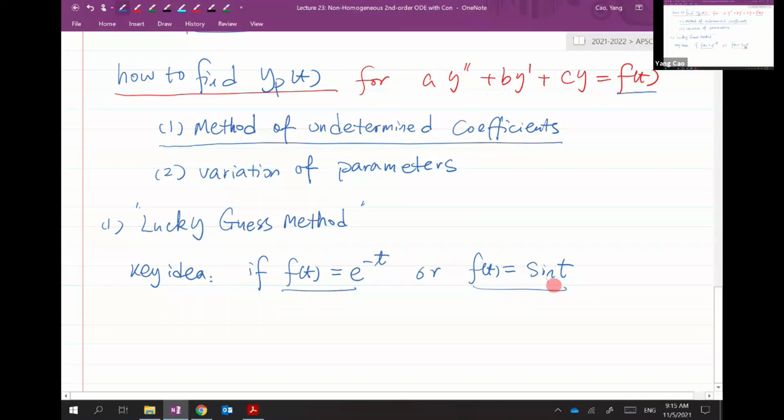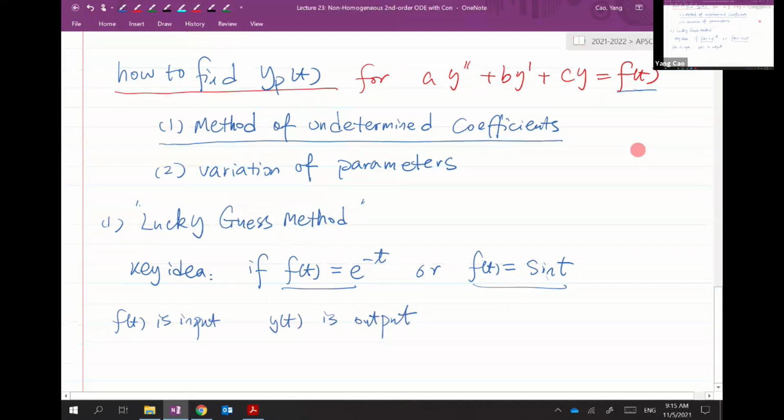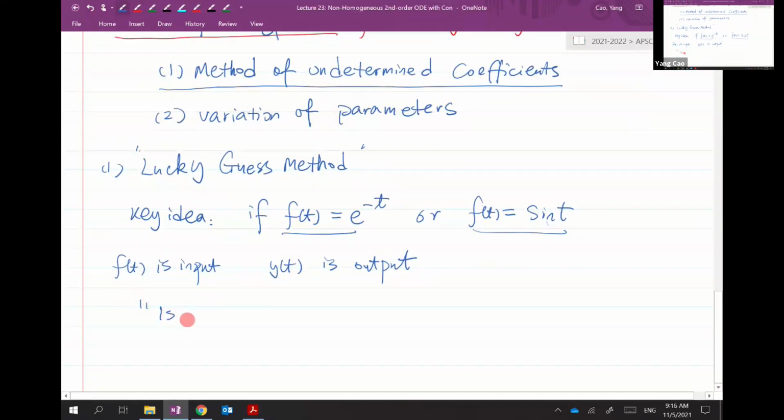If the input is this, you're looking for the output y. So the lucky guess is basically saying: f of t is the input and y of t is the output. The question is, is it possible that the output takes a similar form as the input?